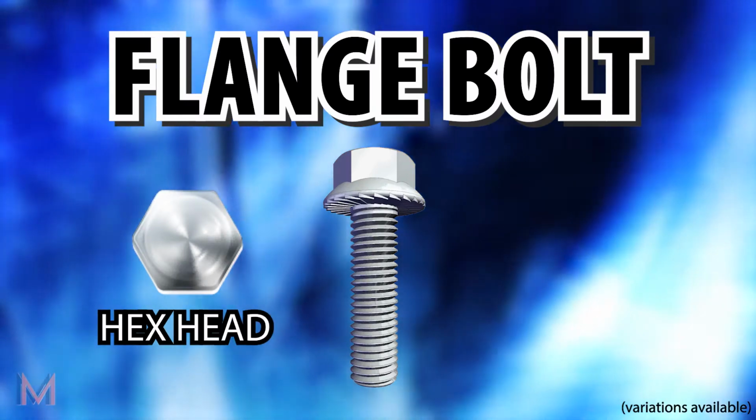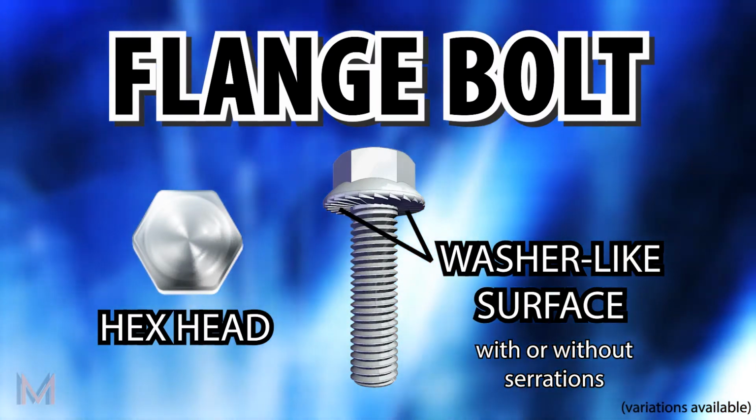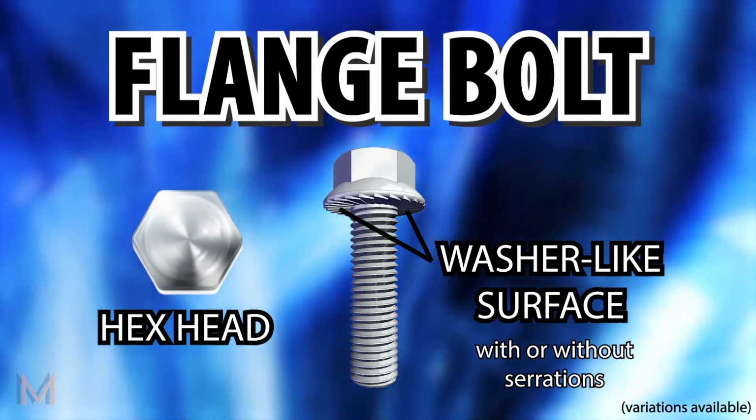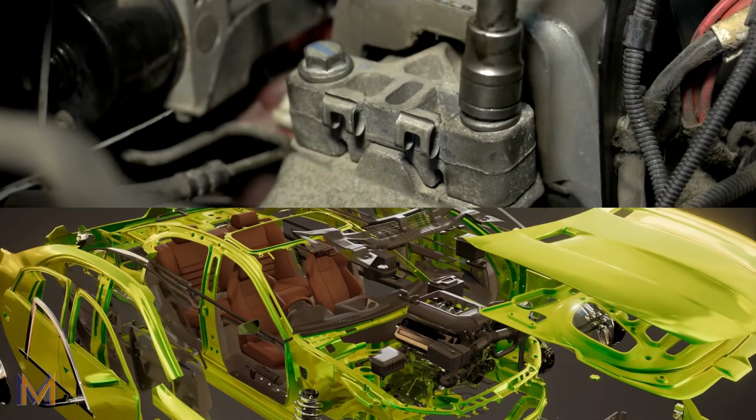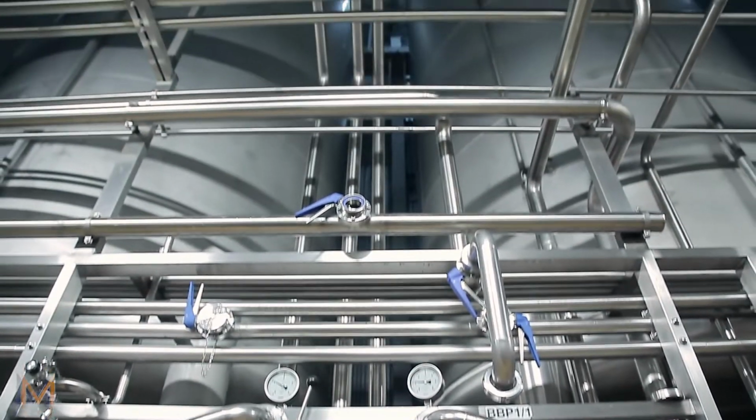Flange bolts have a hex head and a washer-like surface under the head, which acts like a washer, evenly distributing the load and allowing for faster installation. Flange bolts are commonly used in automotive and plumbing, but are also used in many other industries.